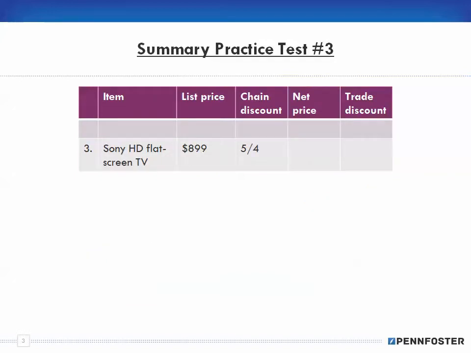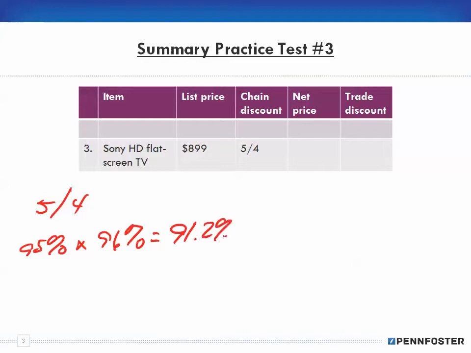All right, number 3. So we have a list price here and a chain discount. We want to know what the net price is going to be, and we want to know what the trade discount amount is going to be. So remember, when we do the chain discount, if we have 5% and 4%, the complement to that is 95%, and we multiply by the complement of the other, which is 96%, and we end up with 91.2%.